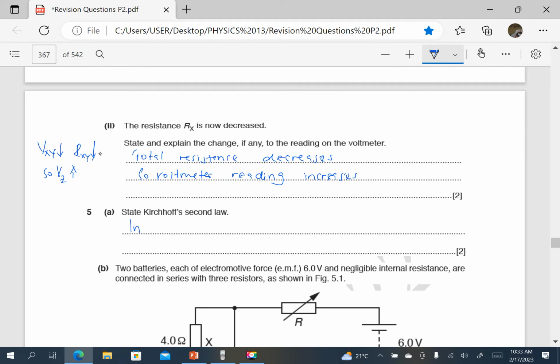So in a closed circuit or loop, it must be closed, the sum of EMFs should be equal to the sum of PDs. Remember, we have defined EMF in terms of energy. We have defined PD in terms of energy. That means Kirchhoff's second law is a consequence of conservation of energy.